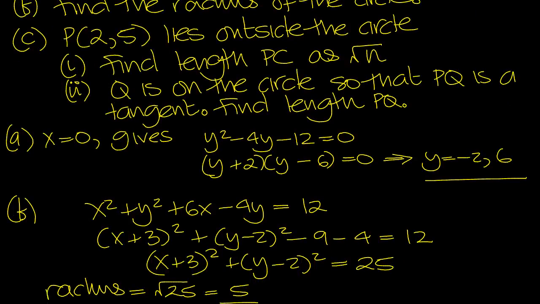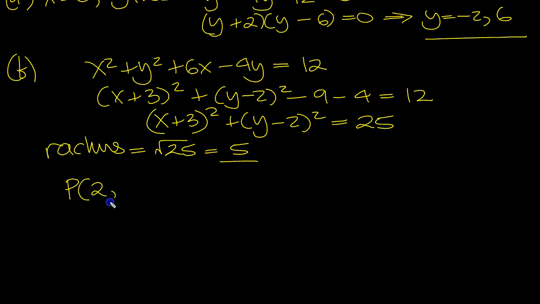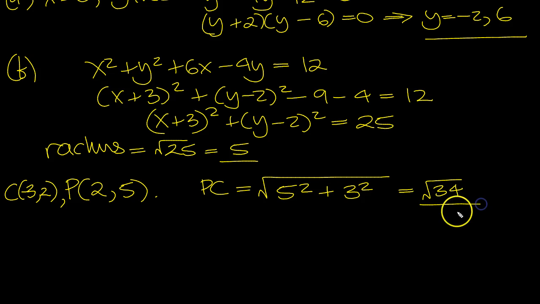P (2, 5) lies outside the circle. Find the length of PC as root n. So PC is equal to the square root. The centre is at minus 3 and 2, isn't it? So use Pythag: the difference in the x's, 2 minus minus 3 is 5, so that's squared. And then the difference in the y's, 5 to 2 is 3, so we can do 3 squared. So we get the square root of 25 and 9, which is the square root of 34. Okay, good. So that's the length PC.